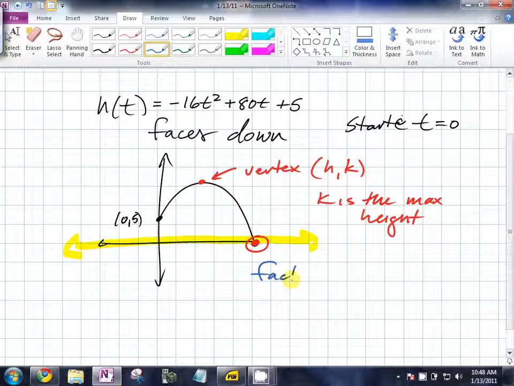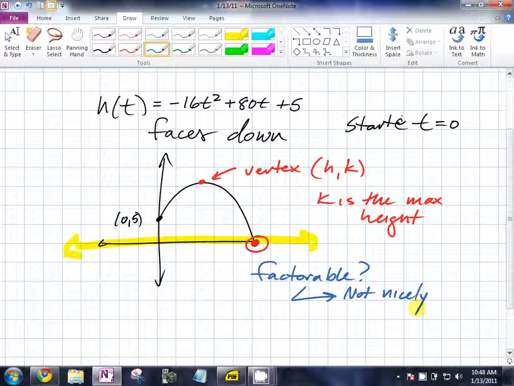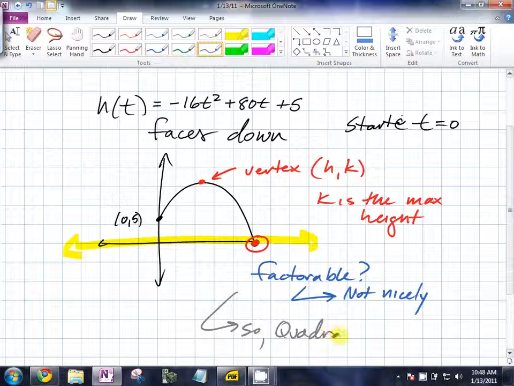Now, here's the thing. Is it factorable? Not nicely. Every quadratic is factorable, but not all of them are nicely factorable. This thing has a very ugly factorization. So what do you have to use to find this? Quadratic formula. Exactly. Good job. So to find this point, you have to use the quadratic formula.